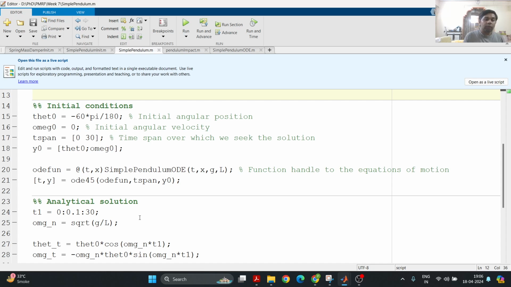Then we have to define the time span over which we want the solver to solve that differential equation. We define that time span as a two element vector over here, and then y0, that is the set of initial conditions that we will give to the solver. The solver we are using is ODE45, so it uses a combination of fourth order and fifth order Runge-Kutta numerical method for numerical integration of differential equations.